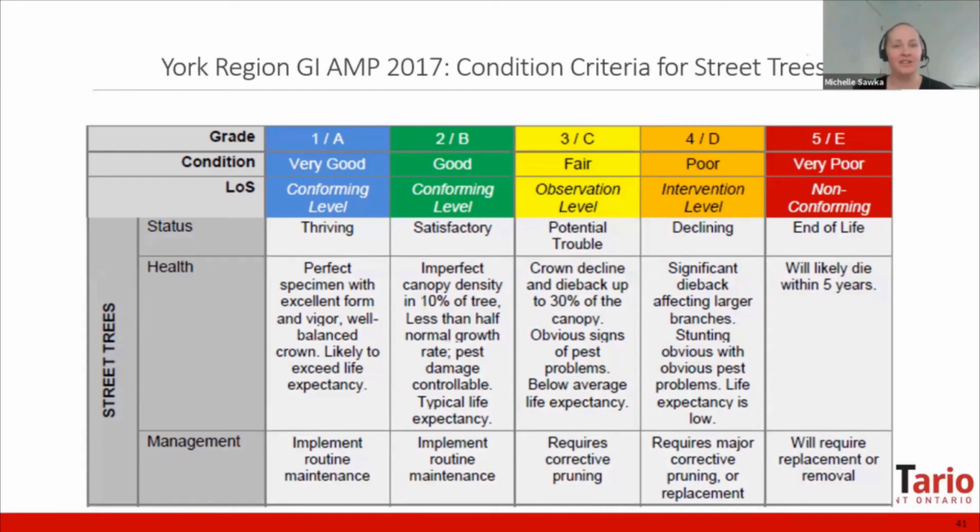A very good condition street tree will be thriving. It will have a well-balanced crown. It will be a perfect specimen. A very poor condition street tree, on the other hand, is expected to die within the next 5 years.